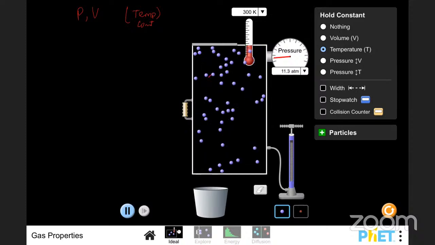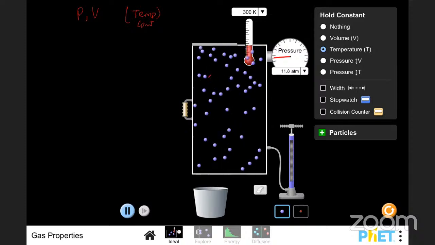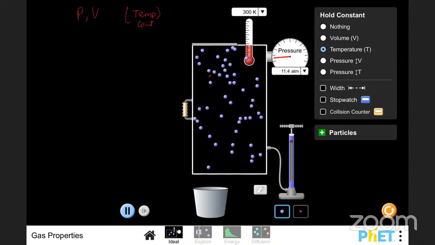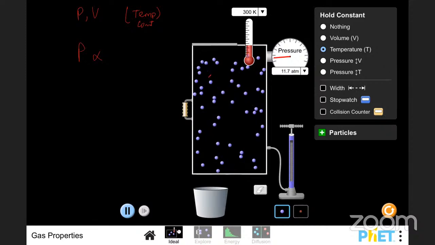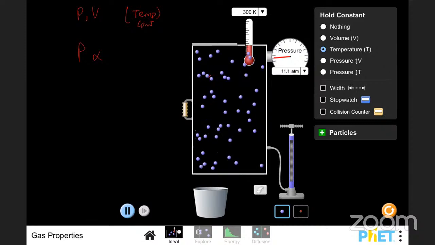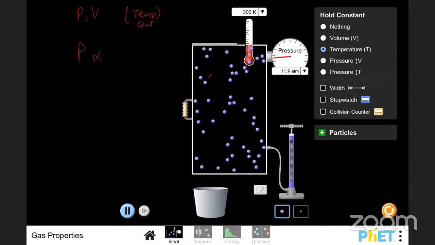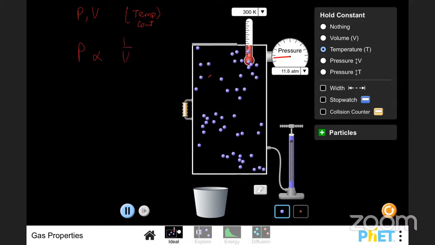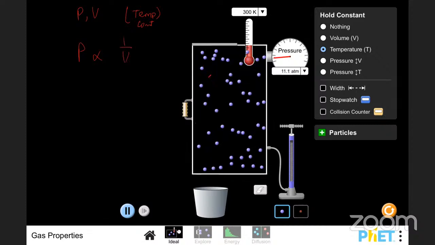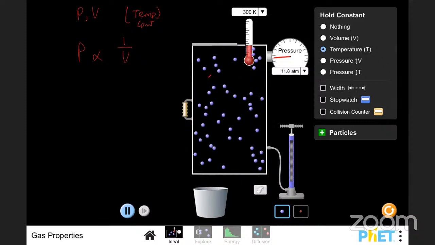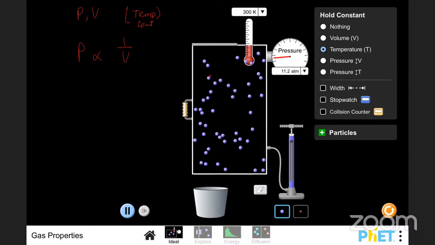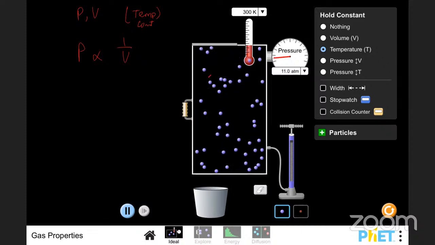Pressure increases. So it means that pressure and volume are, what's the word? Inversely related. Okay? Because they're inversely related, when pressure goes up, volume goes down. When volume goes up, pressure goes down. Okay? So from that, we come up with a little formula.